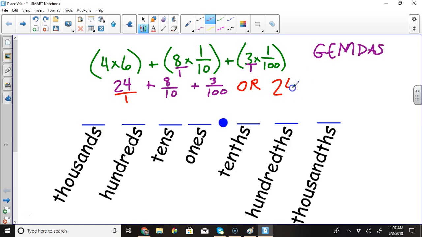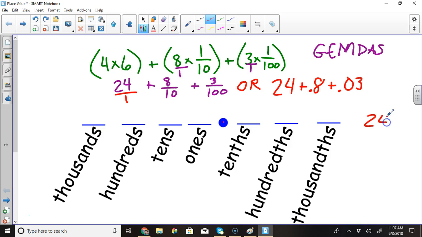I'm going to convert this to 24 plus 8 tenths. Is what this fraction says, 8 tenths. So tenths is 1 digit after the decimal place, right? So this could be written as 0.8 plus 3 100ths, and I know hundredths are 2 digits after the decimal place. So this would be plus 0.03. So instead of this being a fraction problem, let's make this a decimal problem.